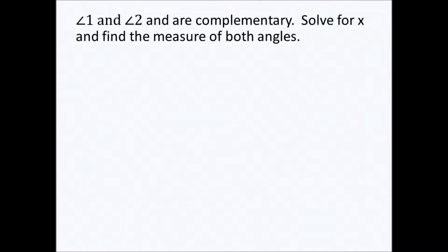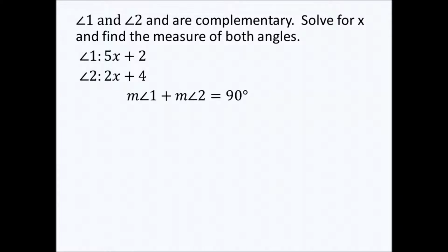Angle 1 and angle 2 are complementary. Solve for x and find the measure of both angles. Angle 1 is equal to the expression 5x plus 2, and angle 2 is equal to the algebraic expression 2x plus 4. The measure of angle 1 plus the measure of angle 2 equals 90 degrees since they're complementary. Therefore, we substitute 5x plus 2 for angle 1 and 2x plus 4 for angle 2 and set them equal to 90 degrees.